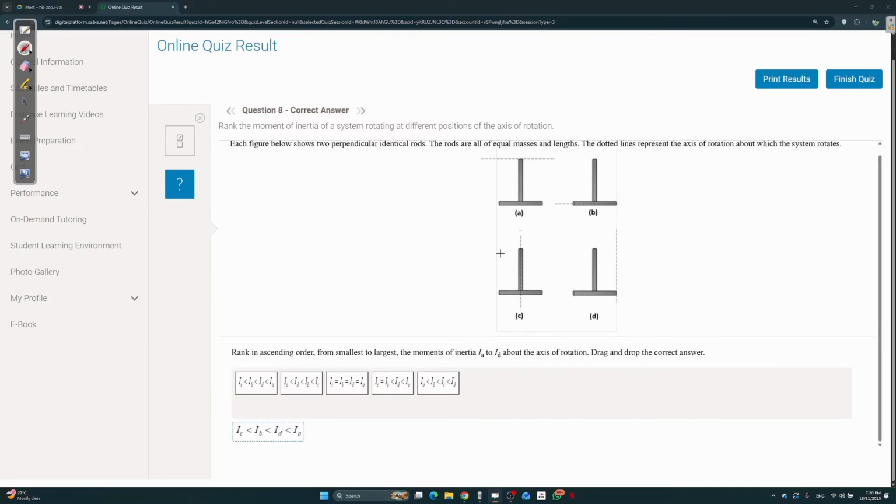The whole point of this is they want to see that you know how to use the parallel axis theorem, which is I center of mass plus md squared. Over here, since the axis is at the center, md squared is going to be 0. So this is the least, that's why C is the least. Then we look at the others. Over here, it's 2 rods stuck together, and both the centers are on the axis, so md squared is definitely going to be 0.